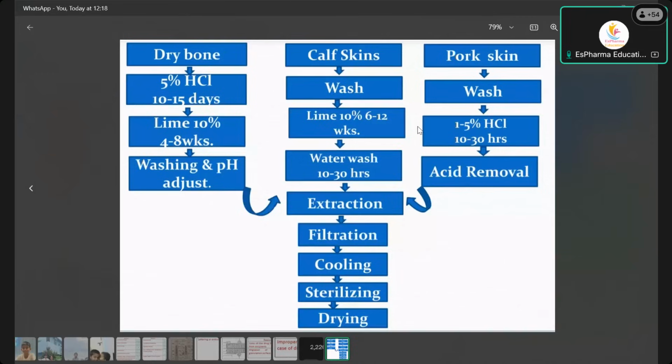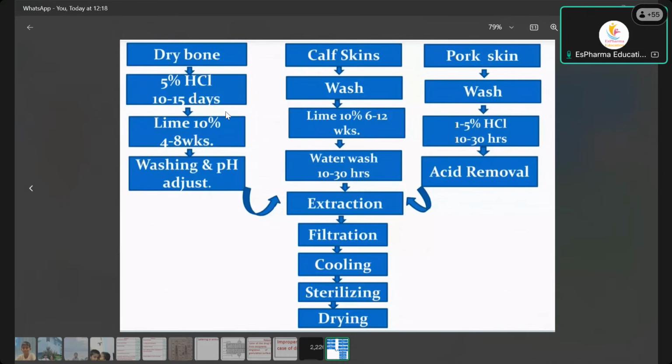Sure. So how is gelatin prepared? Preparation of gelatin, you can keep this heading. As I said, it is prepared from dry bones, calf skin, pork skin and so on. If you're taking dry bones, you have to soak them in 5% HCl and keep it for 10 to 15 days.